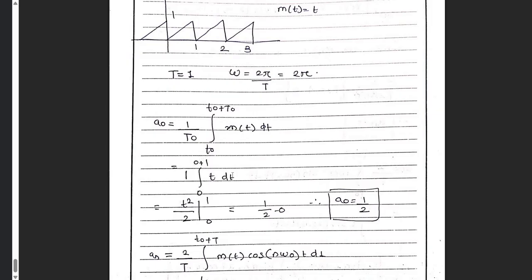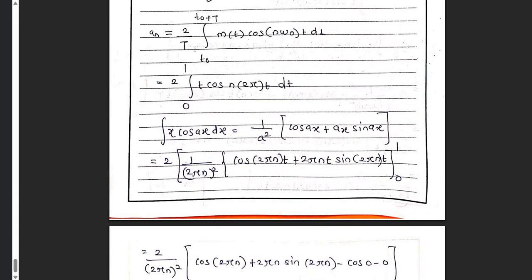What is the integration of t dt? Integration of x is x square by 2. So integration of t is t square by 2 over the interval 0 to 1. The upper limit is 1, the lower limit is 0. Upper limit 1, 1 square divided by 2, that is 1 by 2, minus the lower limit 0. Therefore the answer is 1 by 2. A0 is 1 by 2.